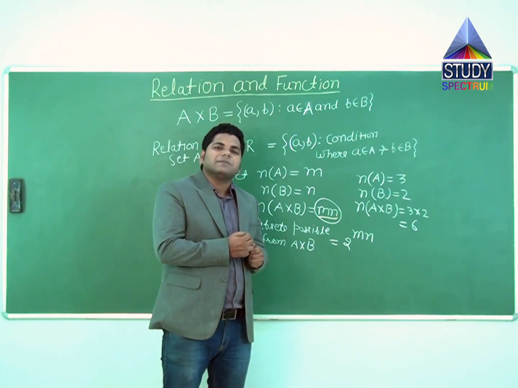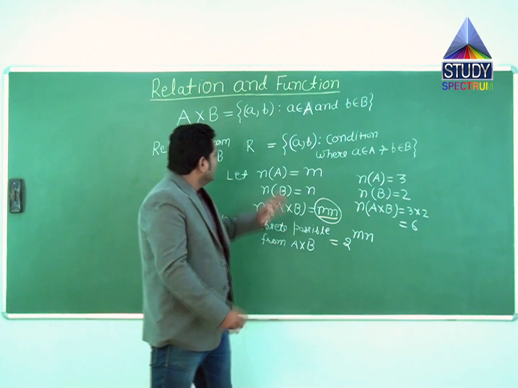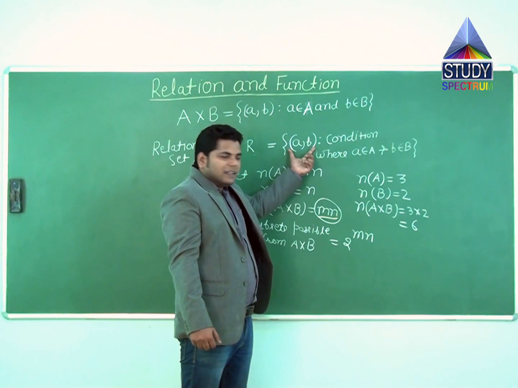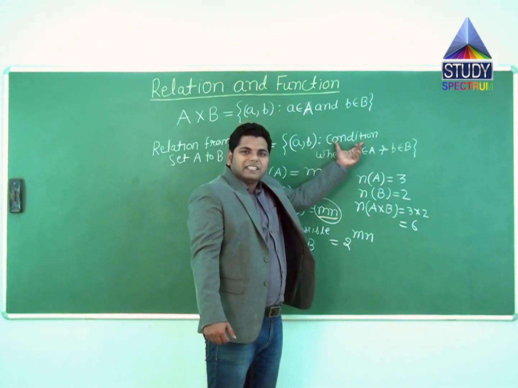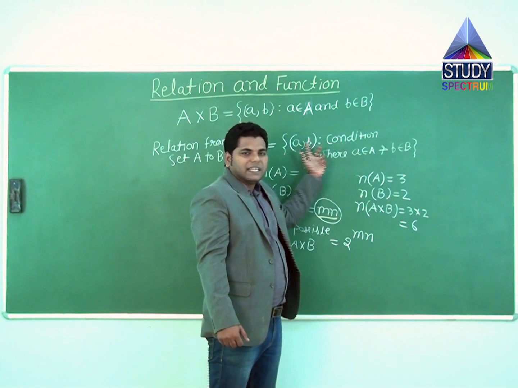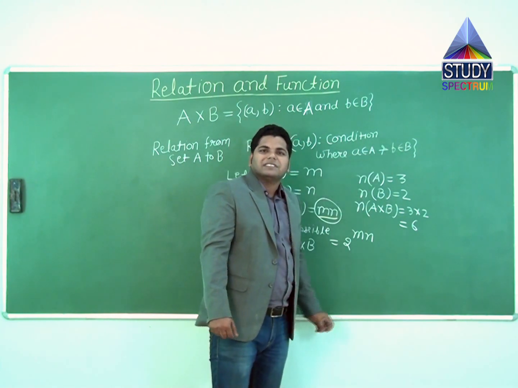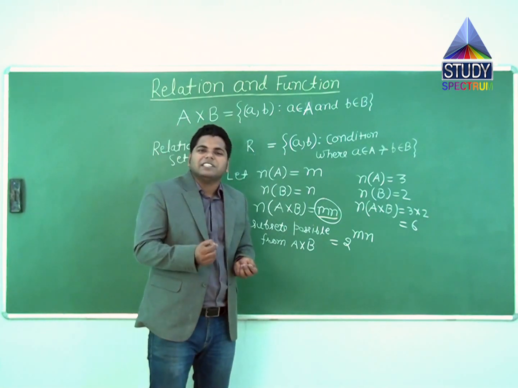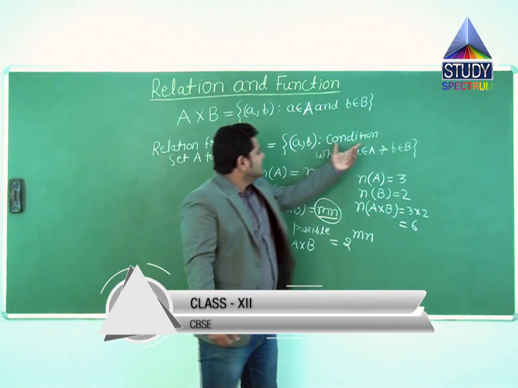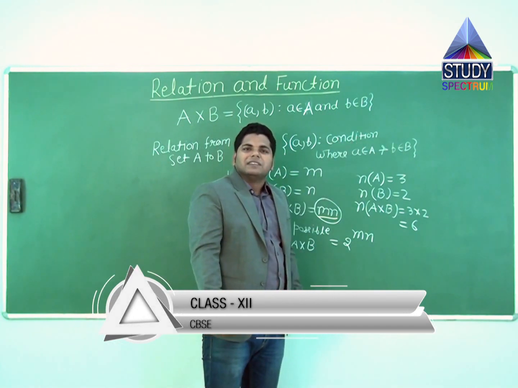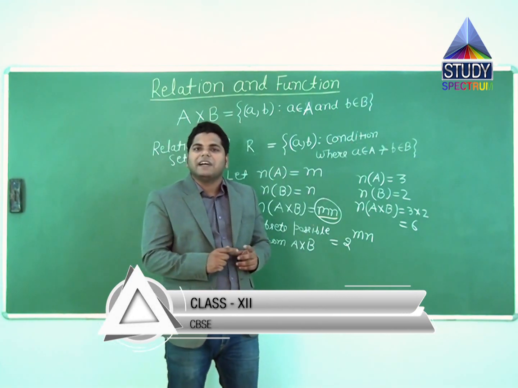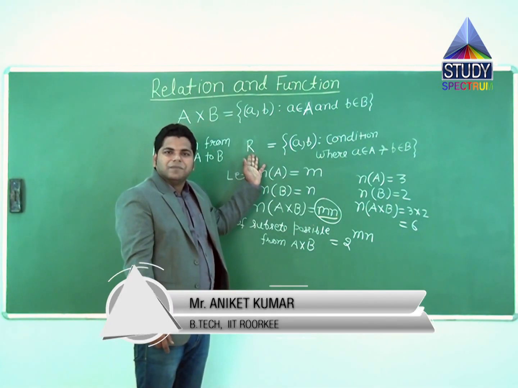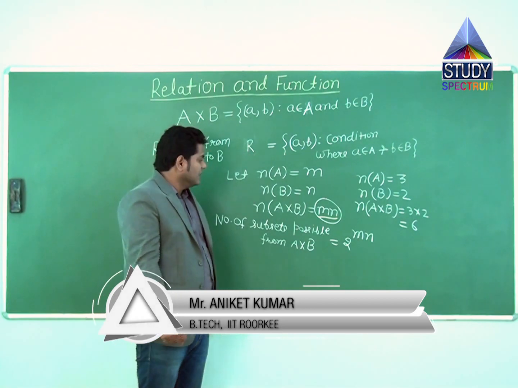And we have discussed in relation that a relation is a subset of A cross B. We have defined a relation as the set of all ordered pairs which satisfy the given condition, where the first element is taken from set A and the second element is taken from set B. It means we are choosing those elements from A cross B which satisfy the specified condition. The ordered pairs which satisfy the specified condition will come under that relation. So a relation is a subset of A cross B.